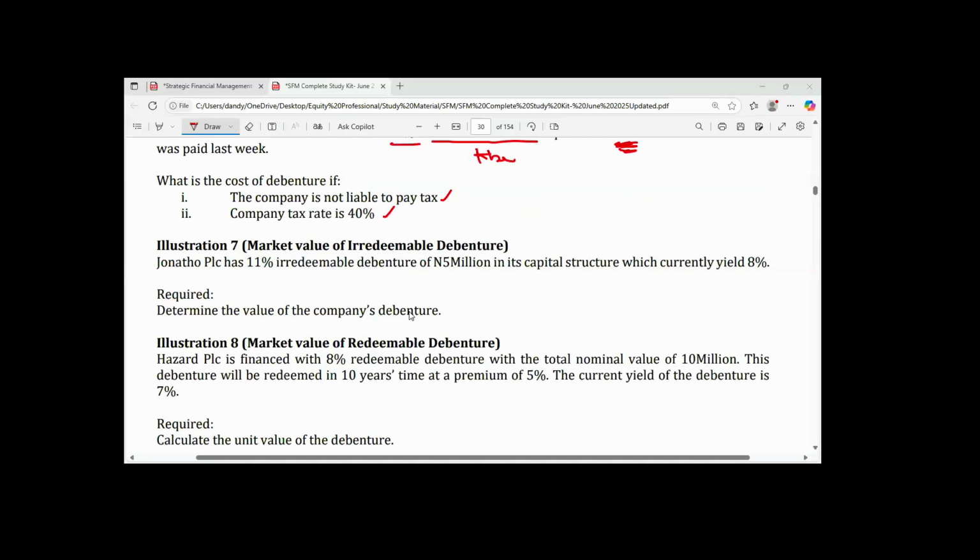Let's have illustration number 7. Jonato PLC has 11% irredeemable debenture of 5 million naira in its capital structure, which currently yields 8%. Required: determine the value of the company's debenture. You have to be very careful.